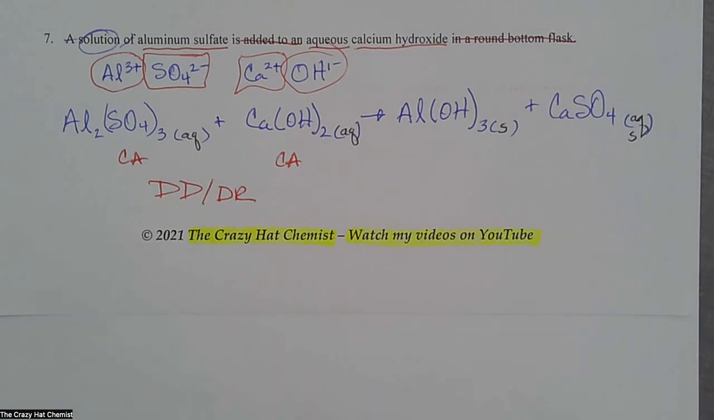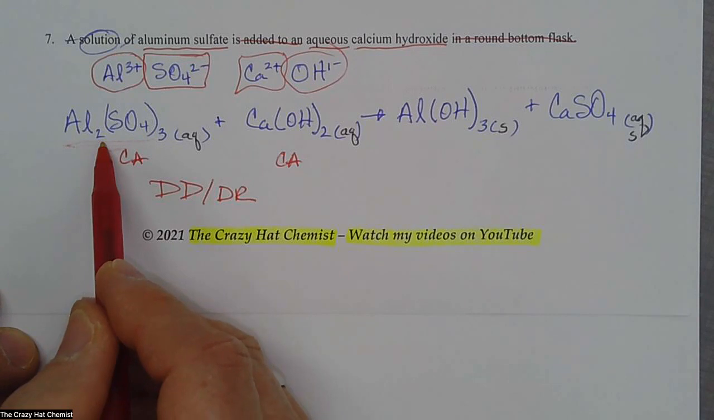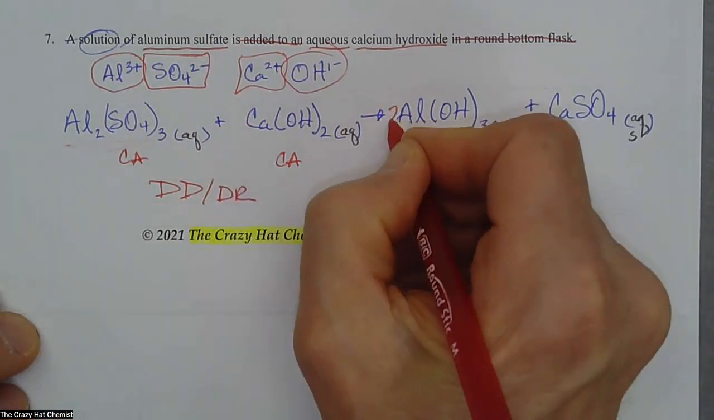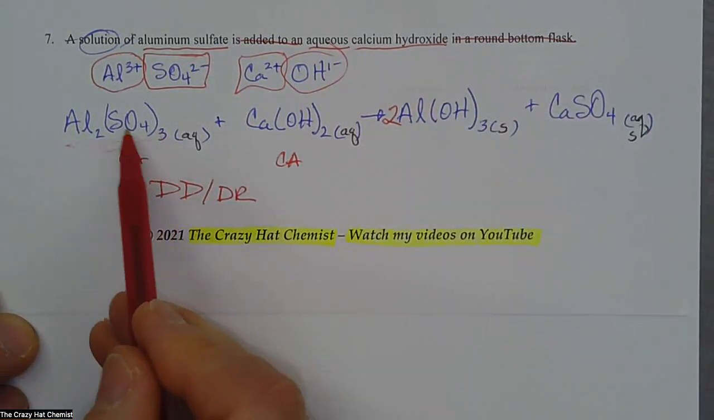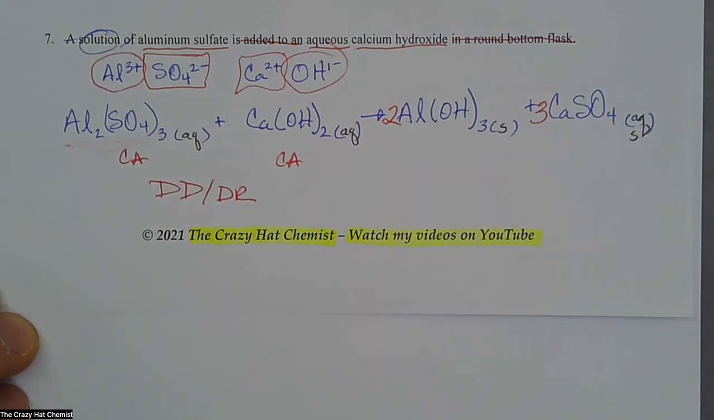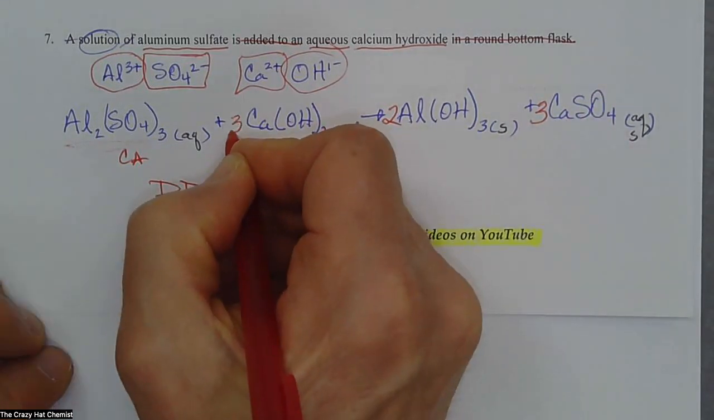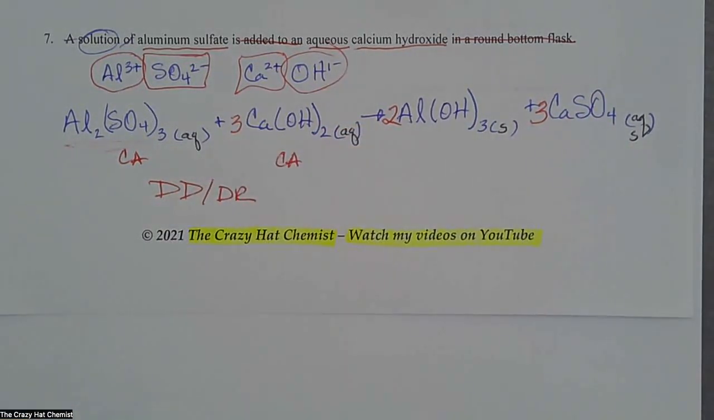All right, so now we're going to balance this. This is probably the most complicated formula by far. There are 2 aluminums on the reactant side. I'm going to make 2 aluminums on the product side. There are 3 sulfurs on the reactant side. I'm going to make 3 sulfurs on the product side. There are 3 calciums, and I'm going to place 3 in front of the calcium hydroxide there. You should be able to check the oxygens and the hydrogens on your own. I'll let you do that, but it is balanced. All right. That's number 7.